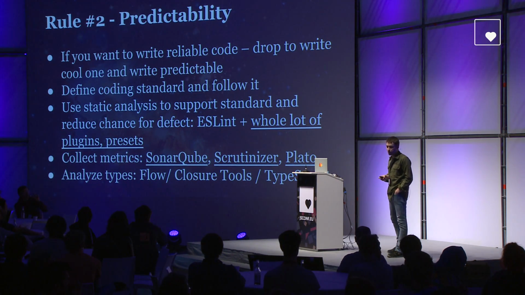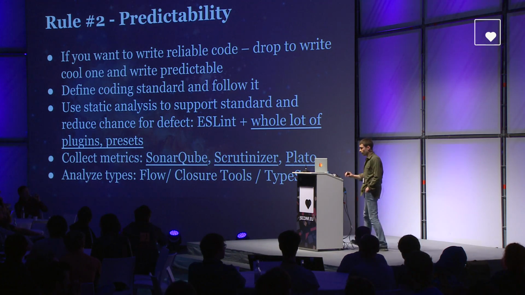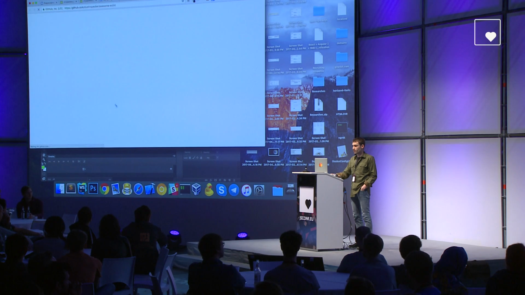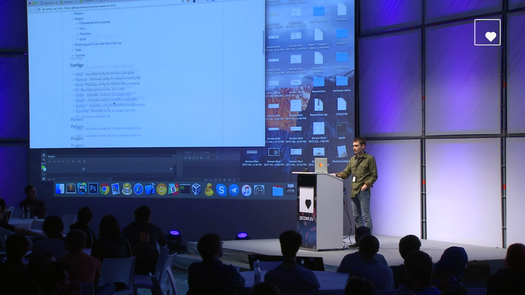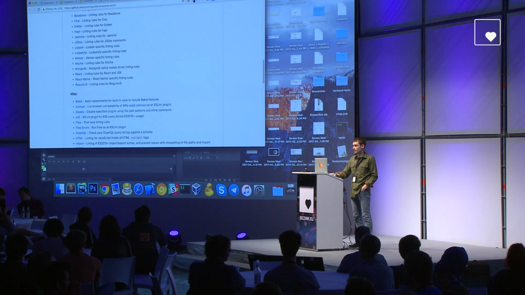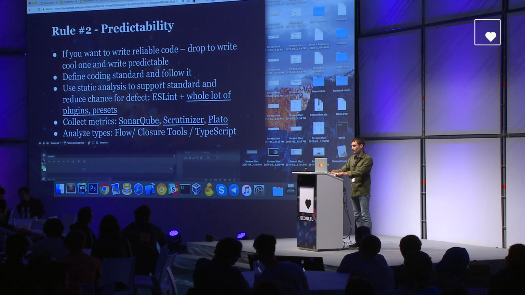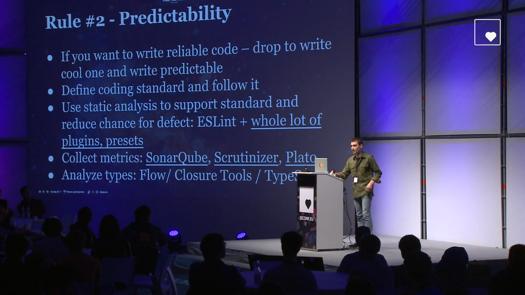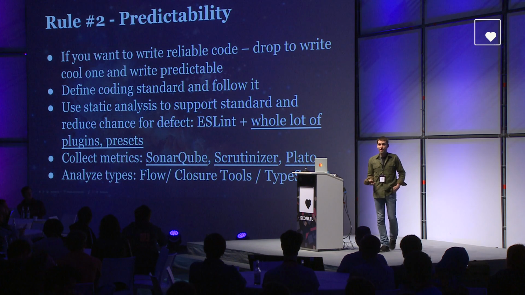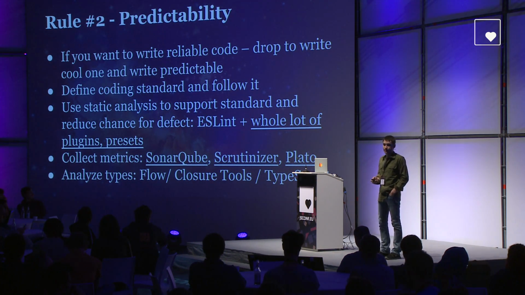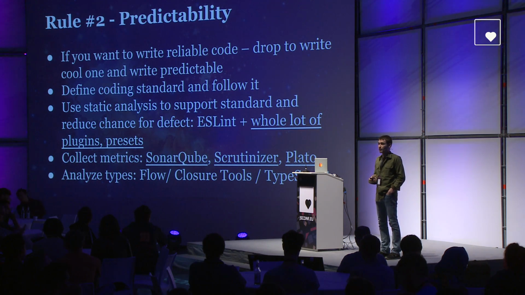Use ESLint with a whole lot of plugins and presets. And of course, the Airbnb preset is a good place to start. There are a whole lot of plugins, and we'll go through some of them during this presentation. But yeah, there are a lot of nice things happening to increase the quality of your code and support the standard you established. Collect metrics, because you need to track how things are going in your code base, and analyze types. There are good tools for analyzing types now.